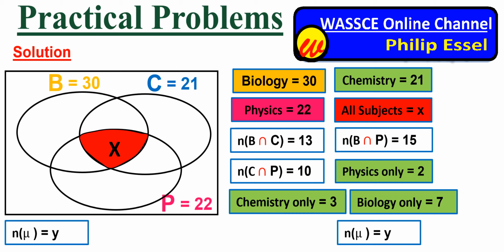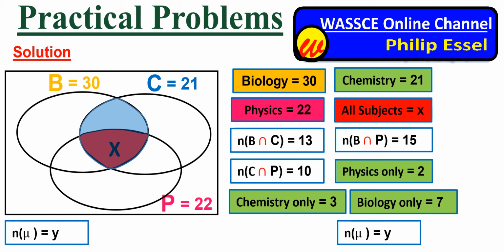Now let's locate the region biology intersection chemistry, which is equal to 13. This is the region biology intersection chemistry. Now this entire region has 13 students. But let's also note that from the Venn diagram, there are two regions in this region.